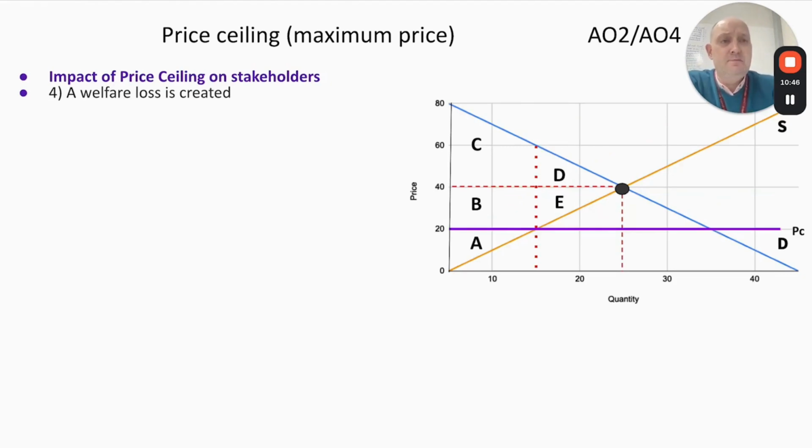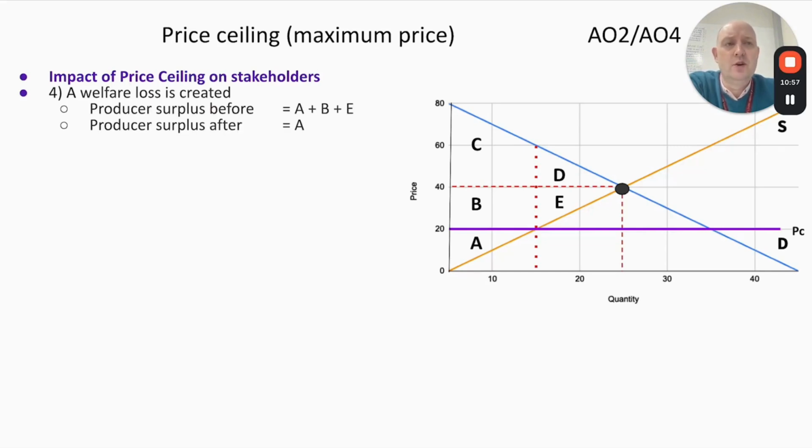So moving on to the next impact in the market, we can look at the impact on consumer surplus and producer surplus. And we're going to see that a welfare loss is created. So what we can do is we can look at producer and consumer surplus. We will do this a lot more in chapter 2.8, but I'll just go through this briefly here. So before the price ceiling, the producer surplus was A plus B plus E, so this triangle plus B and E. And then producer surplus afterwards is just A because the price comes down to 20. If you're not sure about producer and consumer surplus, go back and look at video 2.3 where we go through how to calculate that.